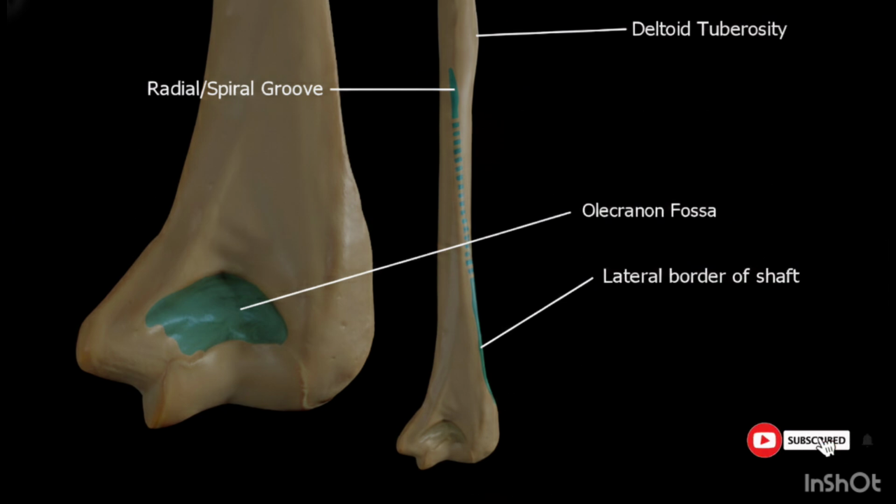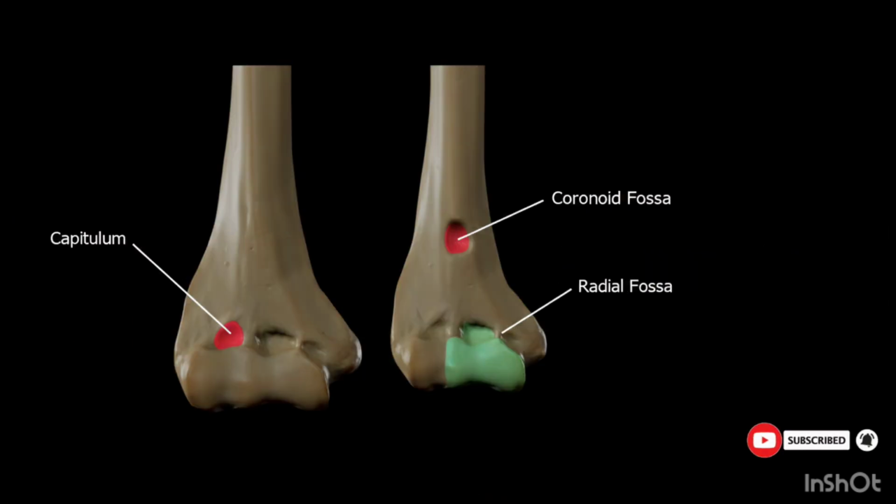This image highlights the distal (lower) anterior features of the humerus. Capitulum: a rounded lateral eminence that articulates with the head of the radius. Radial fossa: a small depression above the capitulum that receives the radial head during elbow flexion. Coronoid fossa: a medial depression that accommodates the coronoid process of the ulna during flexion. Joint function: these structures allow for the hinge-like movement and rotation of the forearm at the elbow.